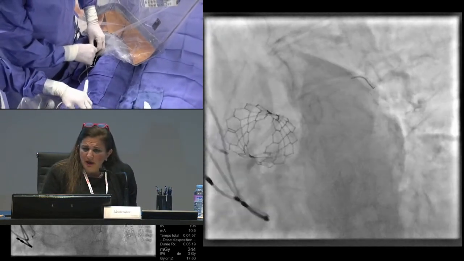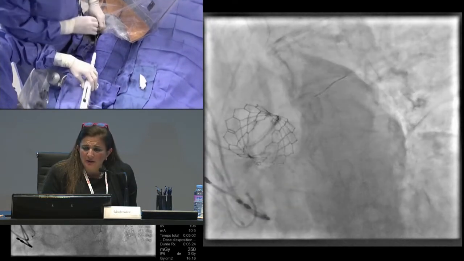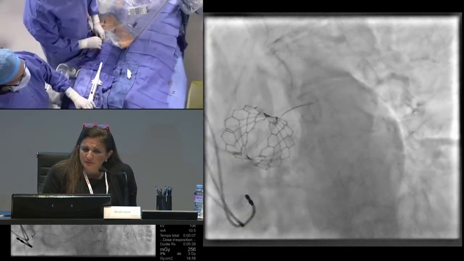work here. I see that you chose to go into the circ first. I guess it doesn't matter, CIRC or LAD, there's a lot of calcium. Attention.